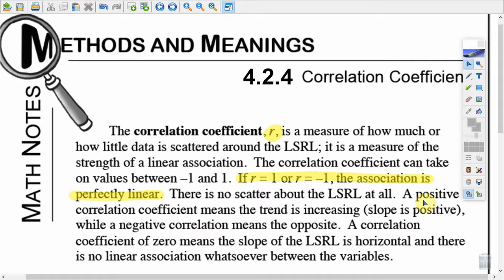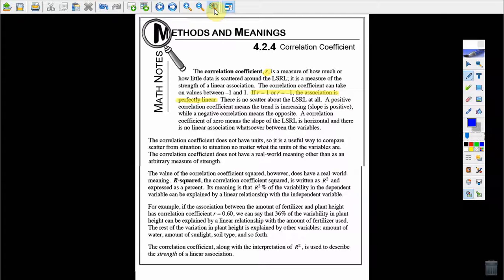A positive correlation coefficient means the trend is increasing, the slope is positive, while a negative correlation means the opposite. A correlation coefficient of 0 means the slope of the LSRL is horizontal and there is no linear association whatsoever between the variables. Let's unpack that a little bit before we go on to the rest of it.